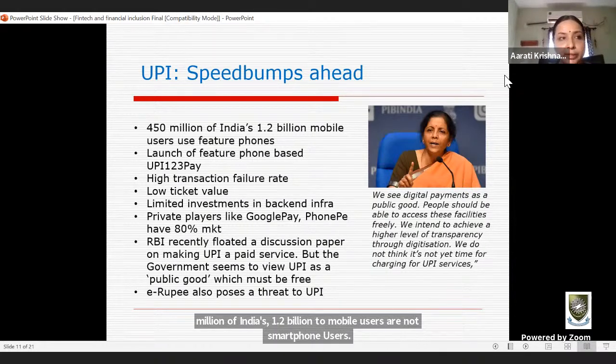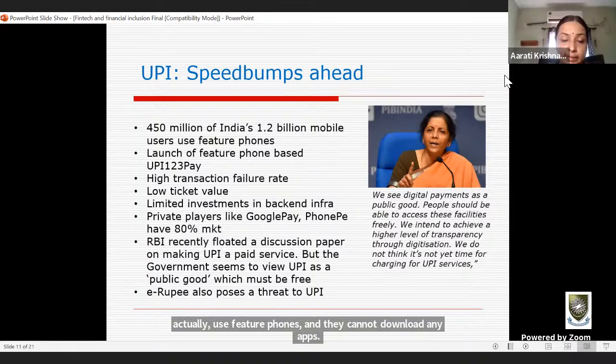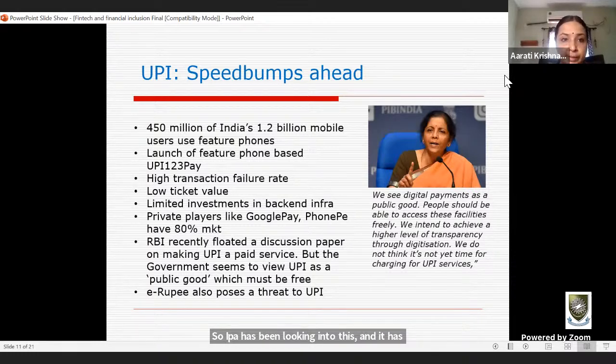Typically many of the fintech applications require downloading an app, right? Whether it is digital lending or UPI, you need to download an app. Now, 450 million users use feature phones and they cannot download any apps. So RBI has been looking into this and has recently launched UPI 123 Pay, which non-smartphone users can also use to make UPI payments. How this works is you either call a particular number to enable the payment or you authenticate it through SMS. This is a very recent launch, so we don't yet know whether it is working well.